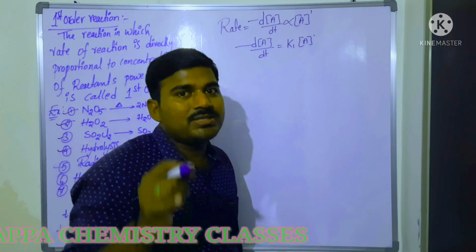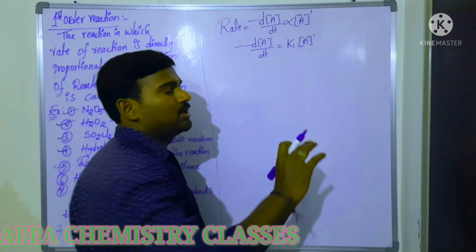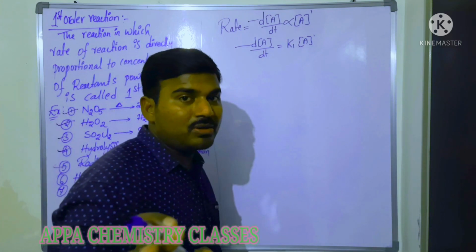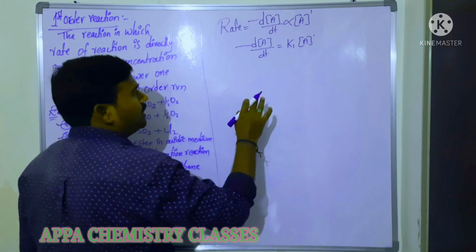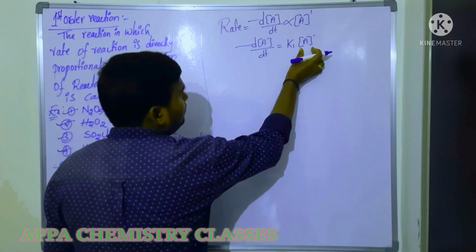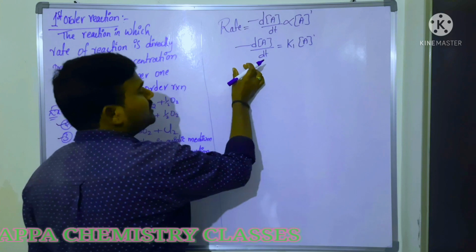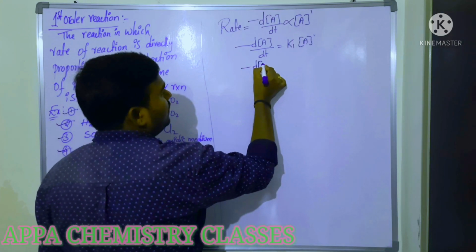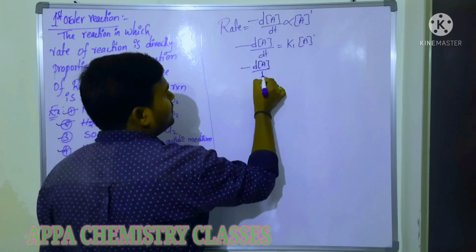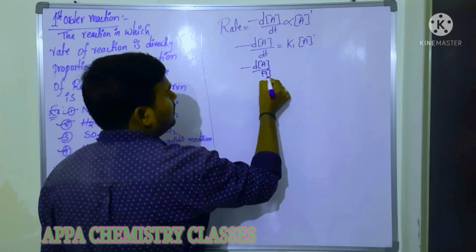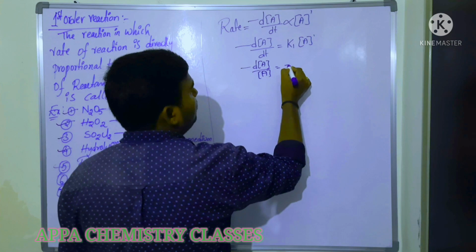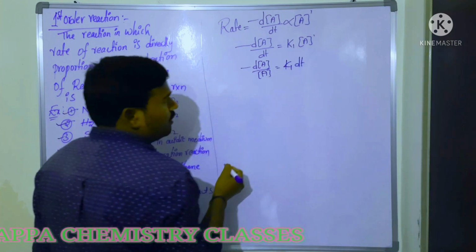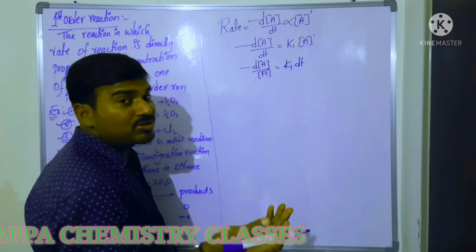That rate constant is independent of the concentration. It is a proportionality constant. It depends only on the temperature. That you need to remember. Now, whatever the A terms are there, you take them to one side and dt to the other side. Then what happens? Minus d of concentration of A by concentration of A is equal to K1 into dt.